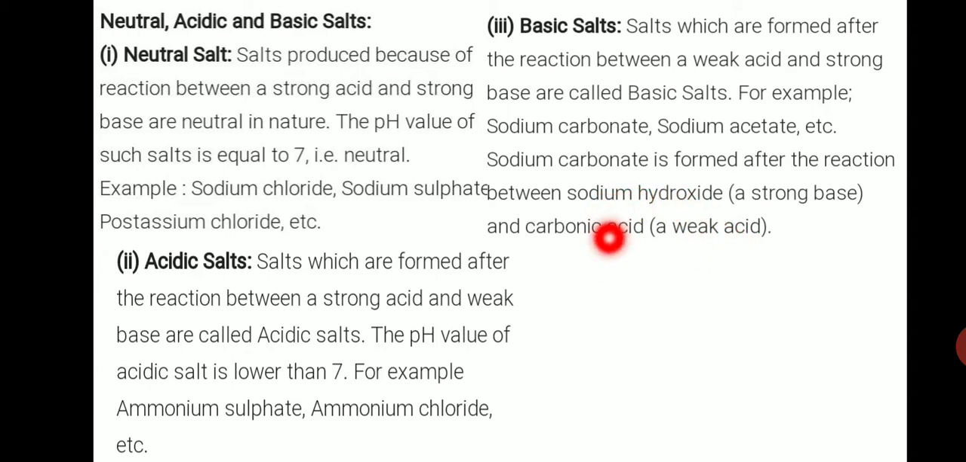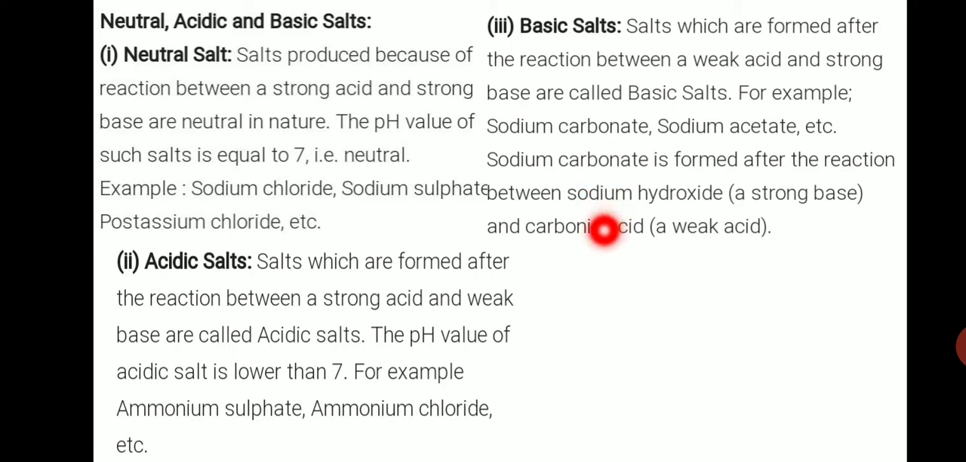Here, which character is more? The basic character is more, since it is a strong base. So it produces a basic salt. Another example is sodium acetate. It is prepared from sodium hydroxide, a strong base, and acetic acid, a weak acid. So when they react together, it forms sodium acetate. Some of the salts are given in your textbook. Study that.